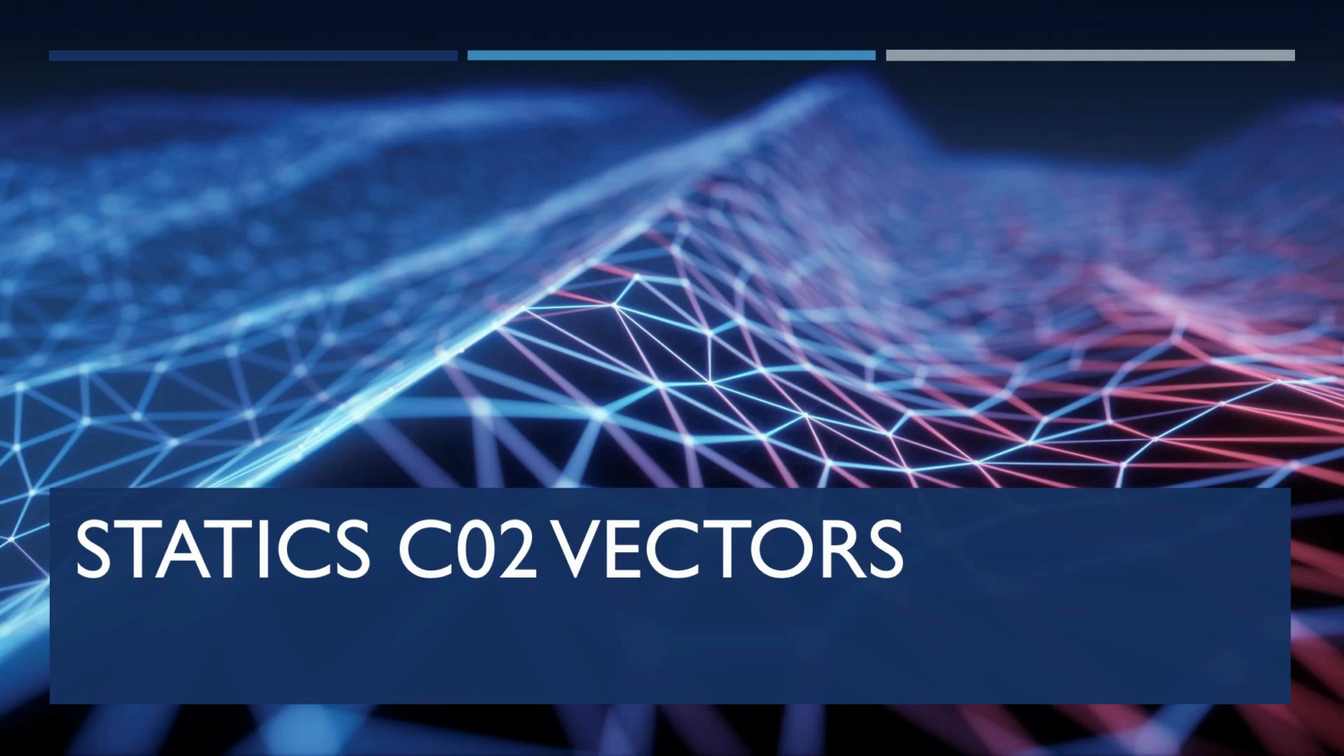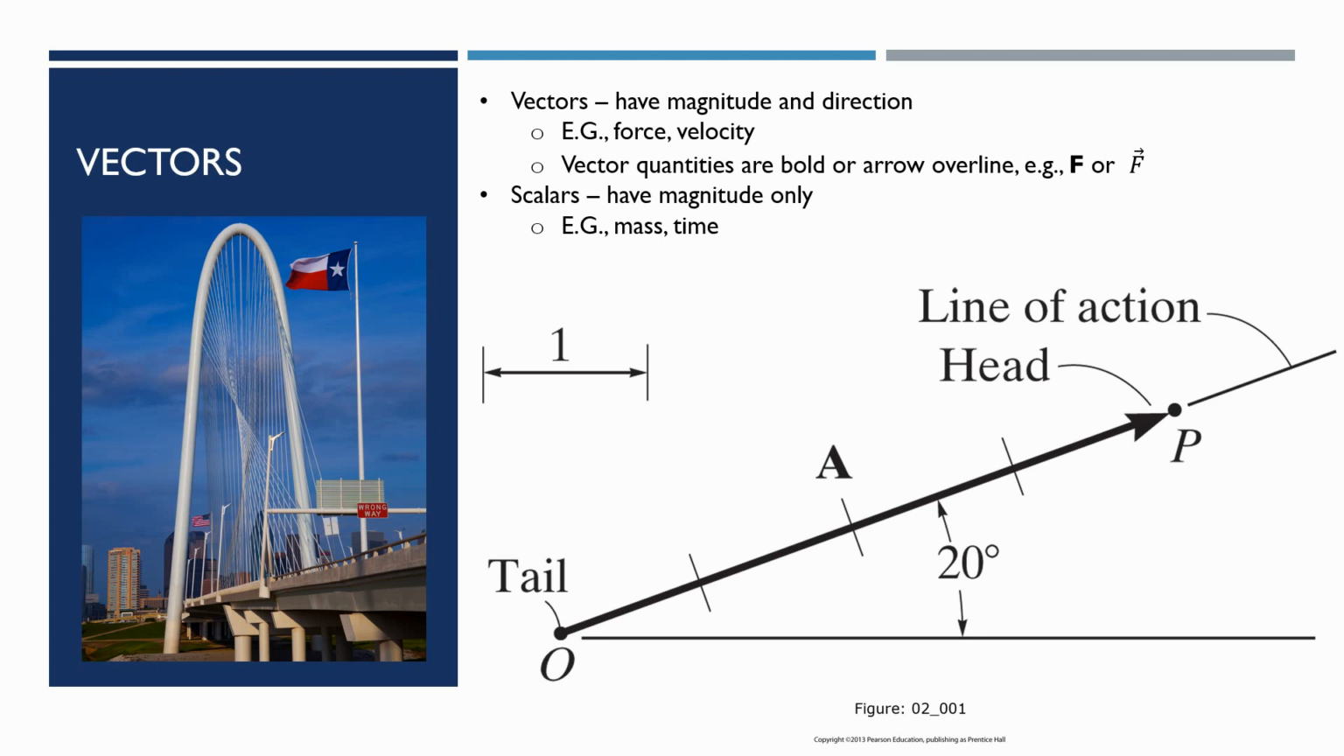Hello, ladies and gentlemen. We're going to talk about vectors today. So, the difference between vectors and scalars. Scalars are ordinary numbers, like you're used to: mass, time, and so forth. Vectors have both magnitude and direction, such as force, such as velocity, and so forth.